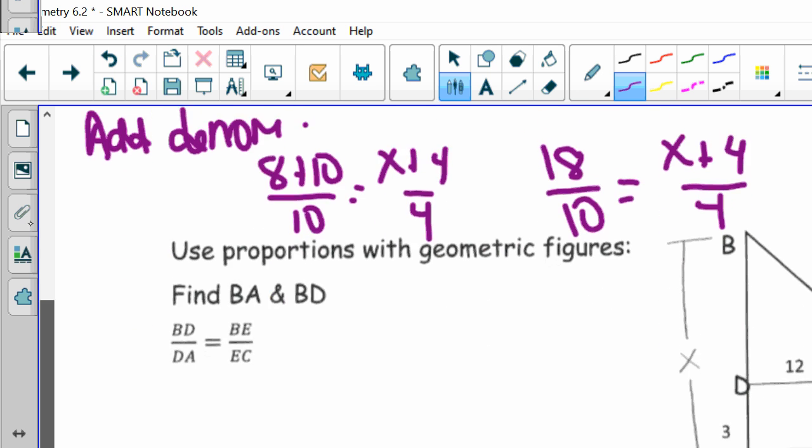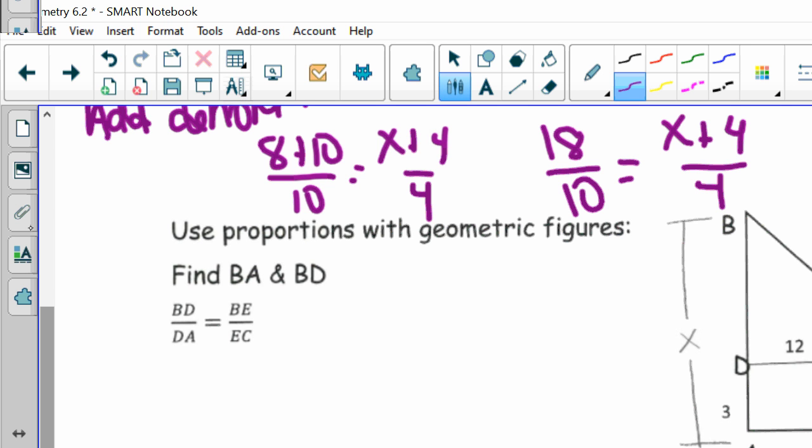So now we're going to use proportions with geometric figures. We're going to use those properties to solve for some missing measurements or lengths. This is the picture they give me. They want me to find BA, which they have marked as x, and BD. They have not marked BD. They're telling me this is the proportion, so I'm going to see, can I just go ahead and use that proportion as it is, or do I need to use one of my properties?